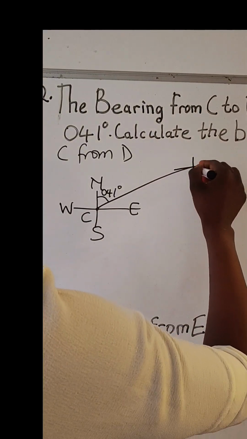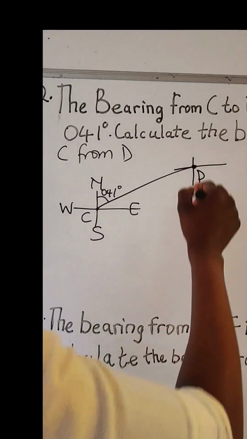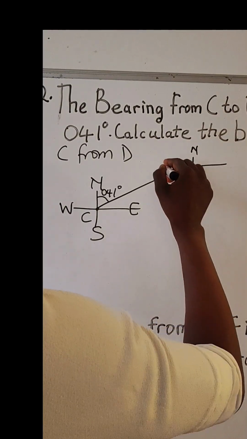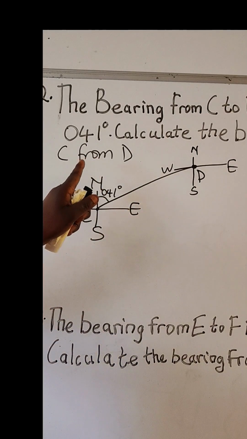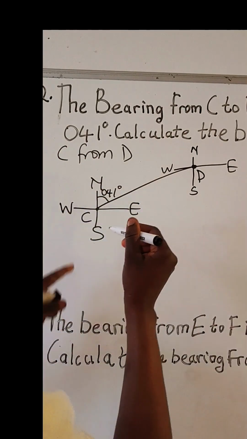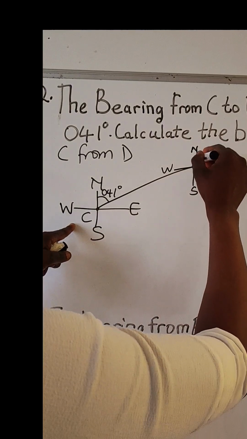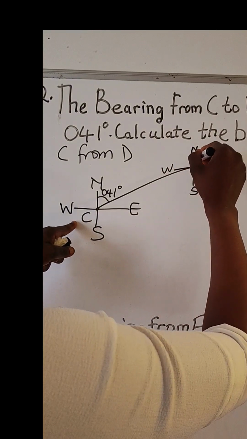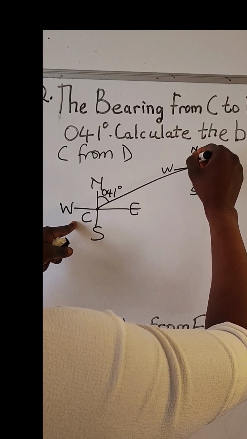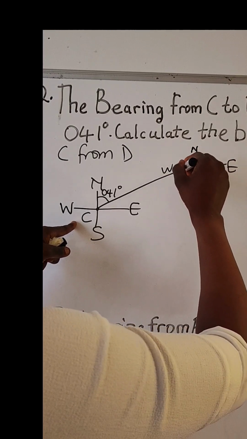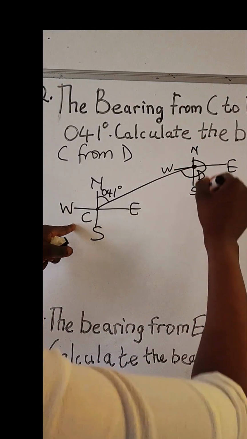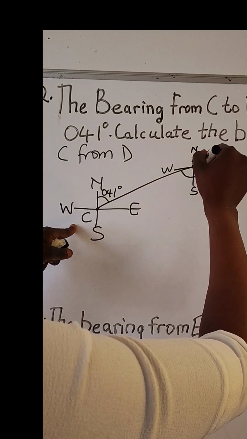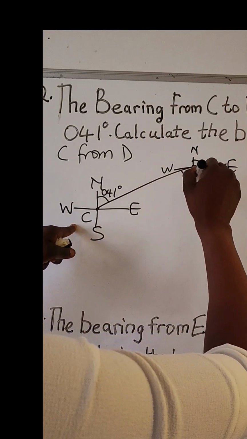This is point D. North, south, west, east. So what we are asked to calculate is the bearing of C from D. So from D now we move from north in a clockwise direction to meet C. So either we call it the bearing of C from D, or the bearing from D to C.